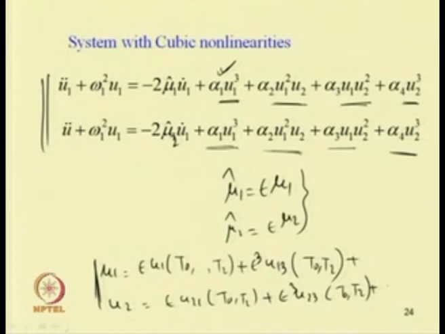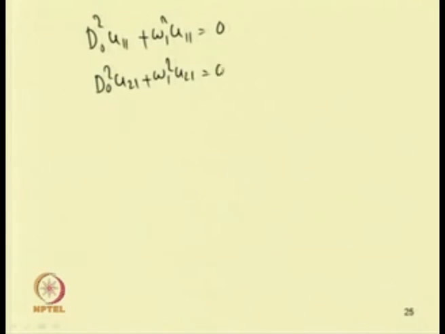So, in the equation of order epsilon to the power 1, we can write this equation as d 0 square u 1 1 plus omega 1 square u 1 1 equal to 0, and similarly we can write the other equation, d 0 square u 2 1 plus omega 2 square u 2 1 equal to 0.